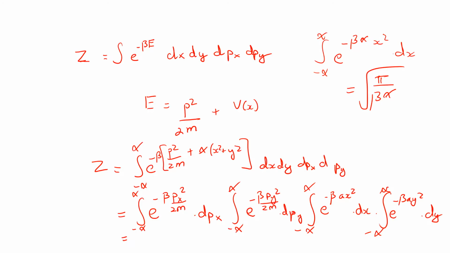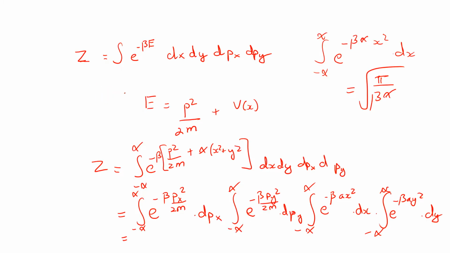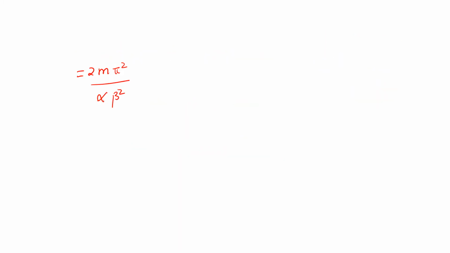So you just evaluate this integral using the standard integral formula, and check that you get 2 pi m square by alpha beta square. That is what you should get. So just check that.